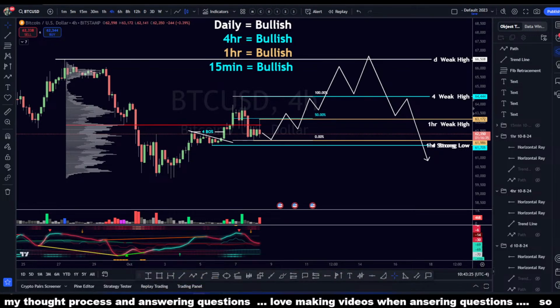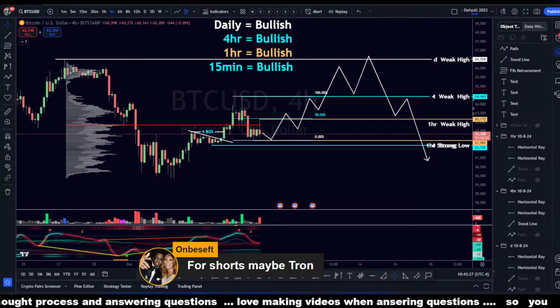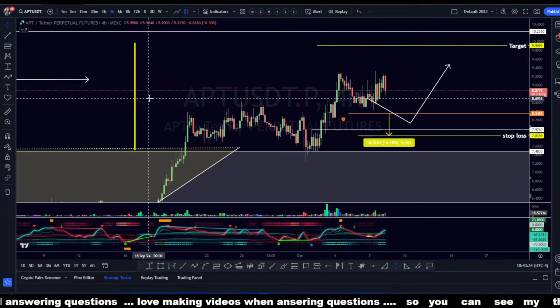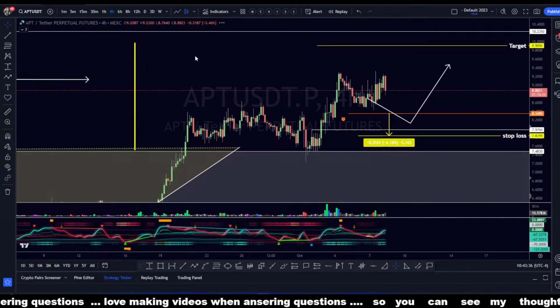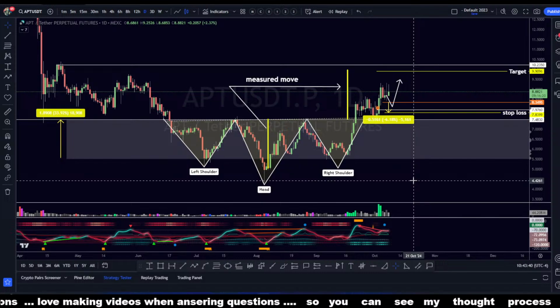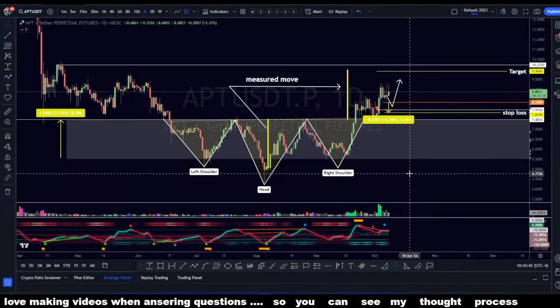Let's see here. Obi-Wan says for shorts, maybe Tron. Yeah, I was looking at that one too. So let me show you Aptos. Let's go to the daily time frame. So this is what we have. So now we're done with Bitcoin. Now let's go ahead and just look at other coins.